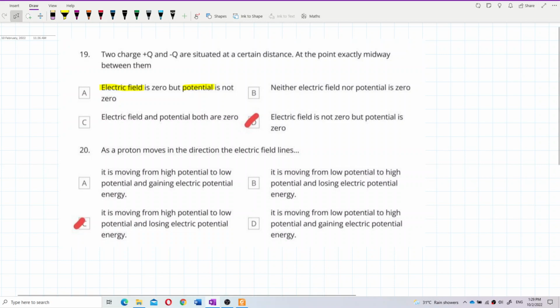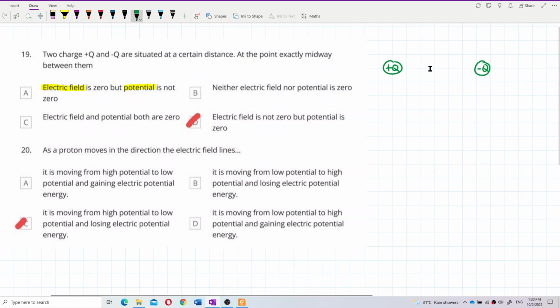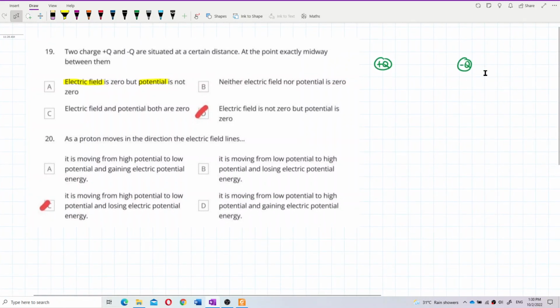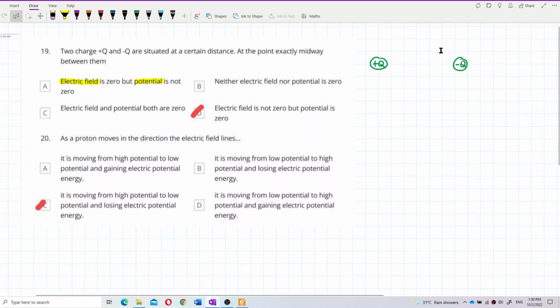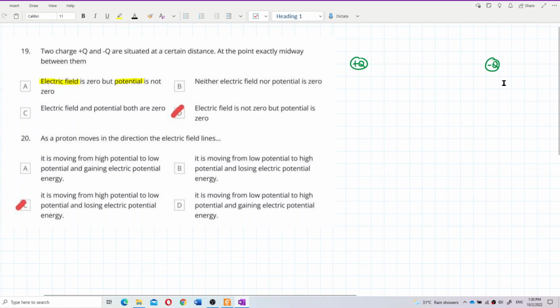Okay, let us draw out the situation first. We always draw the situation first, to help us understand the problem. So I can write like this. This is a positive Q and this is a negative Q. Positive Q, negative Q.